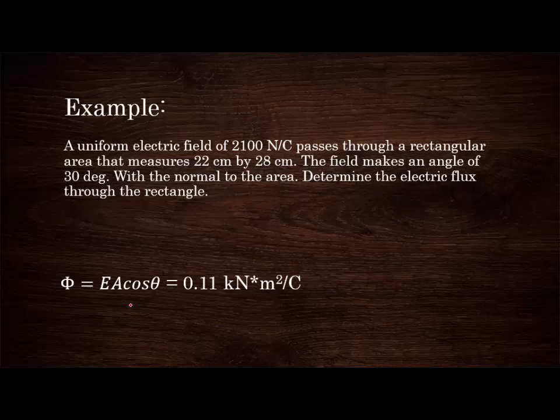So here's just a little example for you guys. You guys can read it. The answer is already posted there for you. An electric field of a particular strength passes through a rectangular area that has certain dimensions. The field makes an angle of 30 degrees with the normal. Determine the electric flux through the rectangle. So we're going to use E A cosine theta. Our electric field E is 2100, and our A is 22 times 28, and then our angle is going to be 30 degrees. So that one's just a plug and chug once you calculate what the area is in meters, of course.